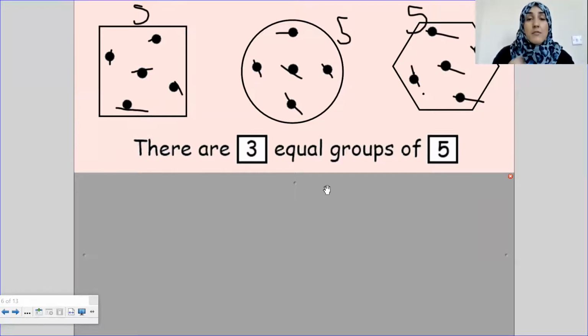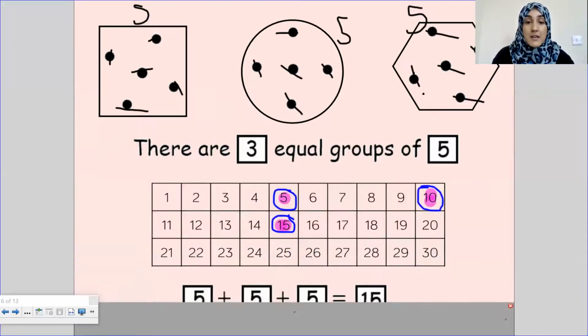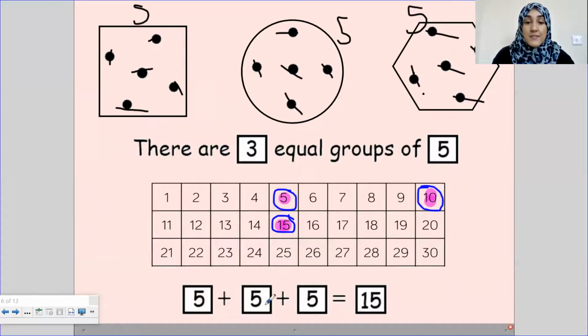Now, can you tell me a repeated addition number sentence that I could write if I wanted to find the total of these dots? So if I wanted to count these dots all together, how could I do it? Well done. I'm going to use my repeated addition number sentence, and it's going to be 5 add 5 equals 15.